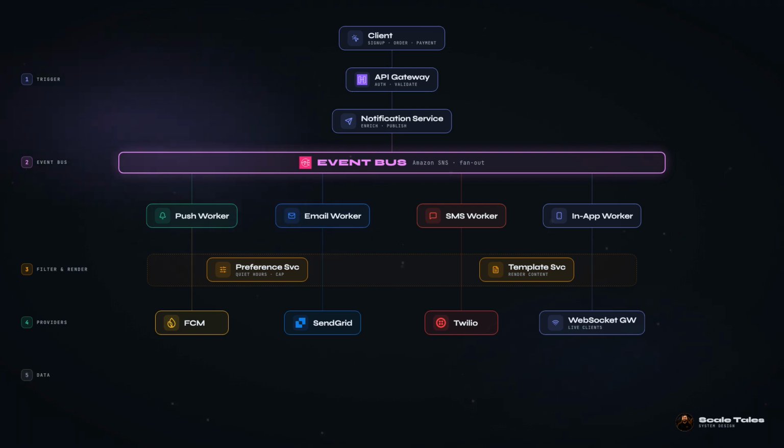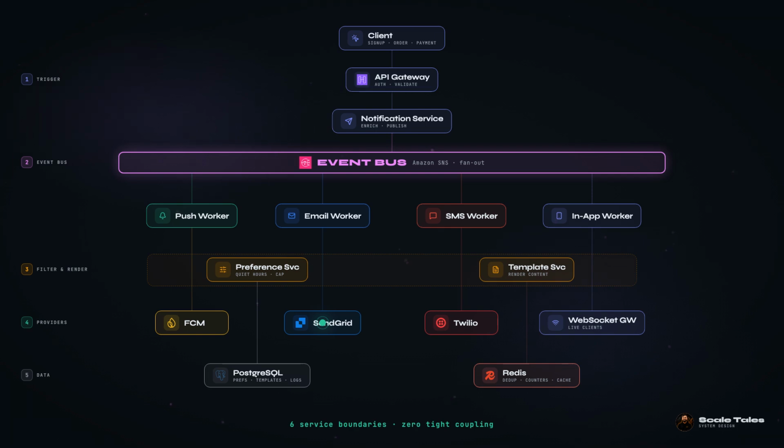Layer 5, data. PostgreSQL for persistent data, user preferences, templates, notification logs. Redis for speed, deduplication cache, rate limit counters, preference cache. This is the skeleton. Look at the full path once, from user action to delivered notification. 6 service boundaries, 0 tight coupling. Now let's go deep on each piece.